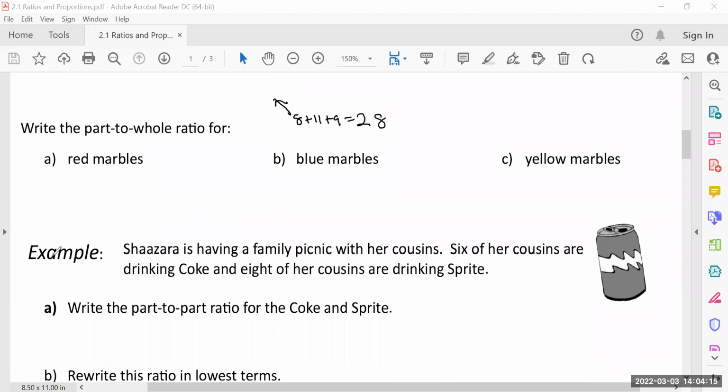Okay, here we go. Red marbles. Sorry, let's do blue. Blue marbles means automatically it's blue marbles to the total. I don't have to specify it. That means I have 11 to 28. Or, of course, let's just get used to writing it in fractions, 11 to 28 this way. Yellow marbles, 9 to 28, or, of course, 9 over 28.